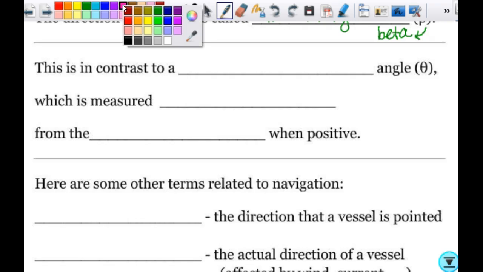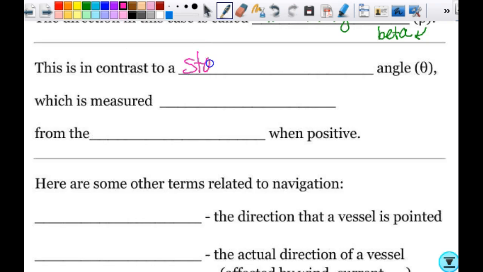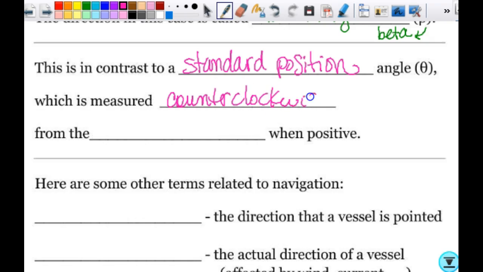All right, so this is in contrast to a standard position angle, which we call theta. So I'm just putting that in there again so you have the terminology. Standard position are the angles that we've been drawing from 0 on the positive x-axis, which is measured counterclockwise from the positive x-axis when the angle is positive. Okay. So that's basically stuff you already knew.